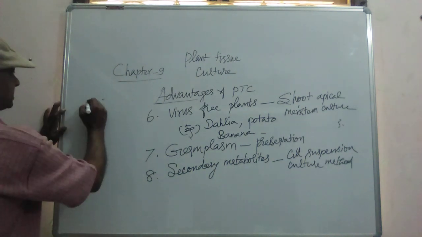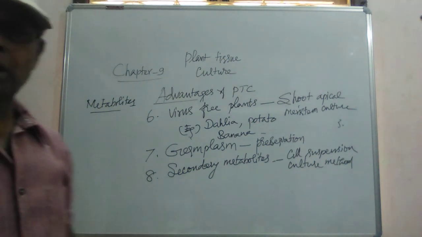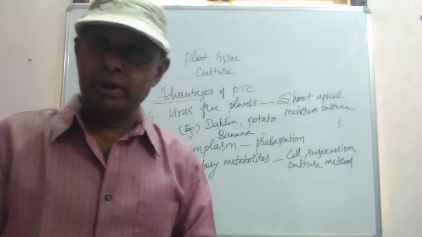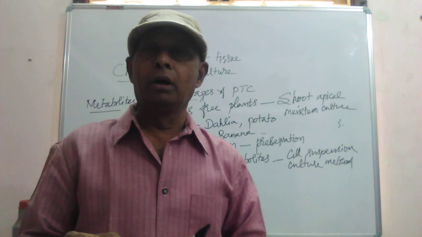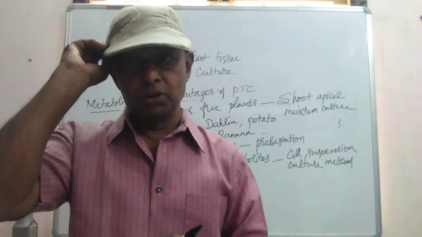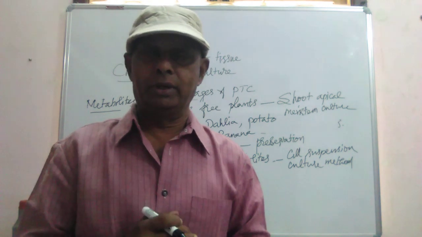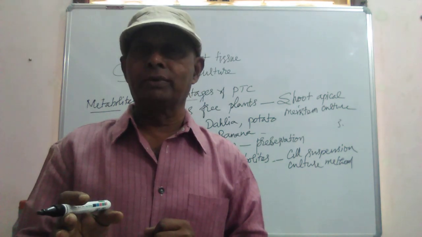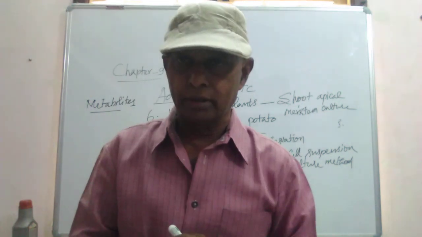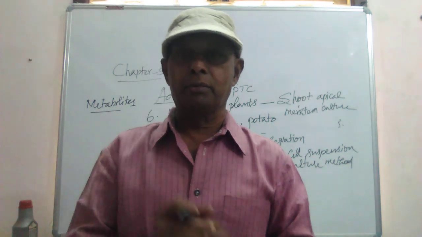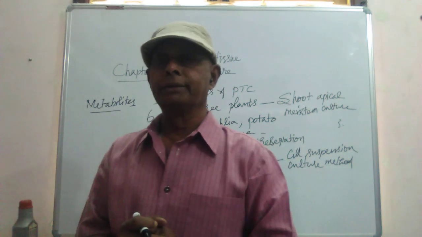What are metabolites? Metabolites are chemical compounds produced during metabolism of the plants. What is metabolism? Metabolism is the sum of the physiological processes going on inside the plant cell, inside the plant. During metabolism, a number of chemical compounds will be produced. Those chemical compounds are called metabolites.